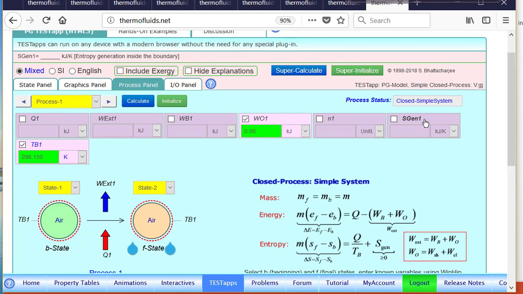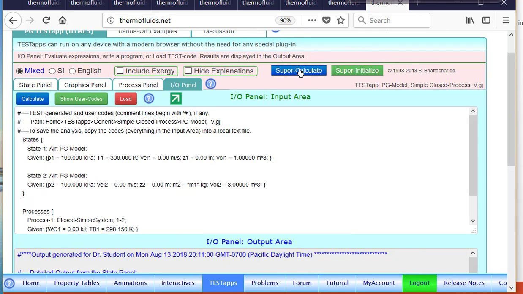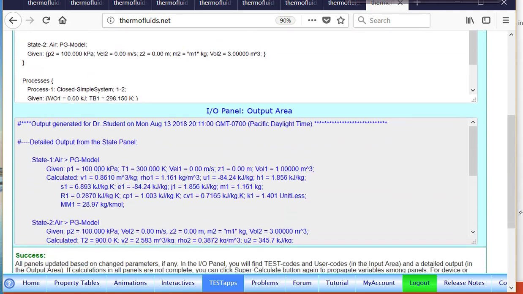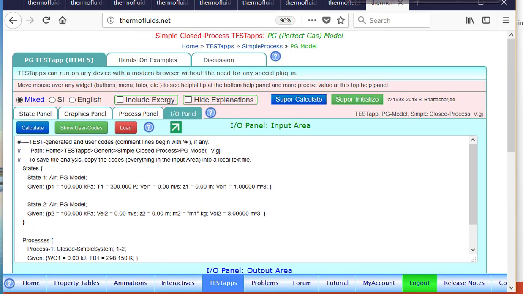Well, let's see what the calculator can do for us. The moment we click calculate, you notice that it can calculate all the variables because the energy equation supplies all the other variables that are needed for the solution of this problem. So therefore, the heat transfer is calculated, the boundary work is calculated, and a supercalculator can produce a detailed solution report as well as test codes. But that's for another video.